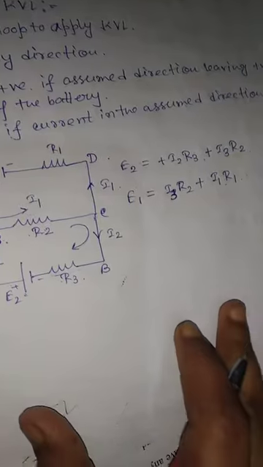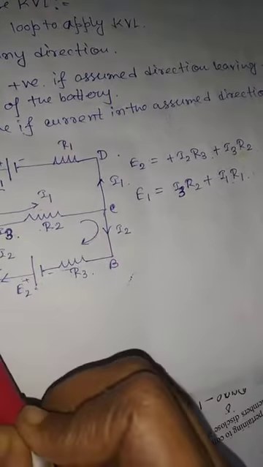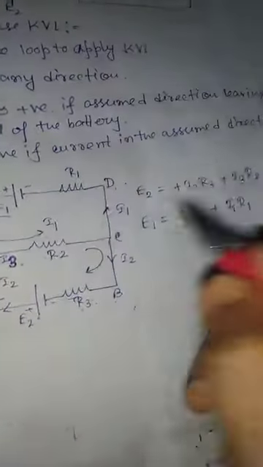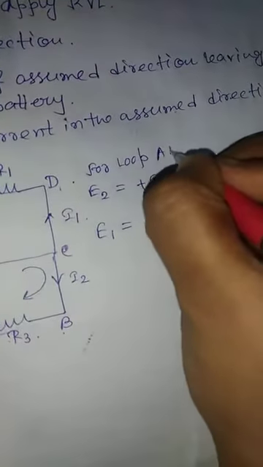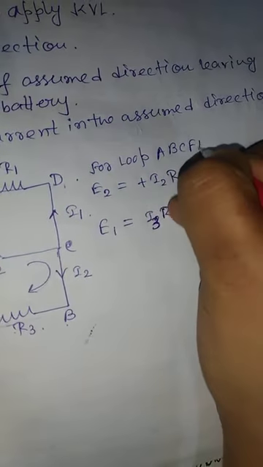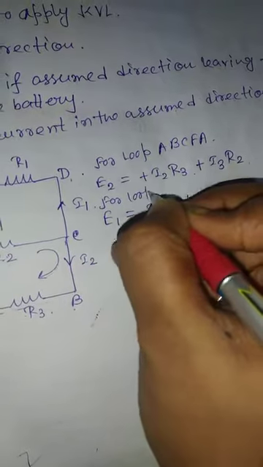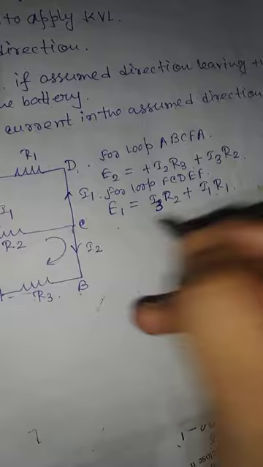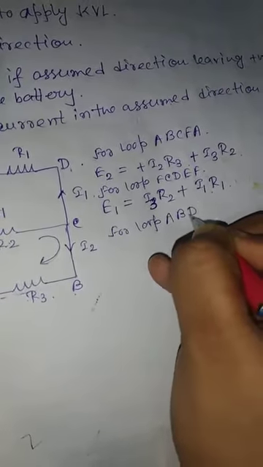Now considering closed loop A, B, D, E, A. First I have considered loop A, B, C, F, A. Next, for E2, loop F, C, D, E, F. Next one for loop A, B, D, E, A.